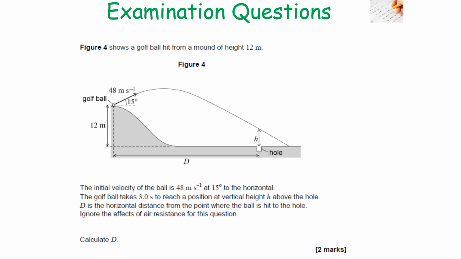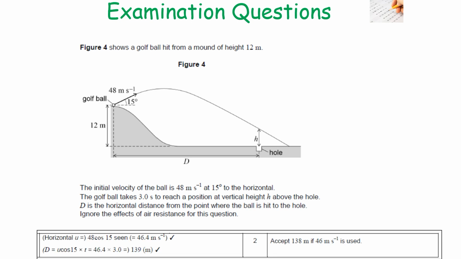The only trick you've got to do for this question is that you've got to remember that you've got to be using the horizontal component of the velocity. Now in this question you're given the resultant velocity, so you've got to convert 48 meters per second at an angle of 15 degrees to a horizontal component. So it's 48 cos 15. You can work that out by drawing a right angle triangle of your information. So therefore we get 46.4 times it by our time, which is 3 seconds from the question, so it's 139 meters.